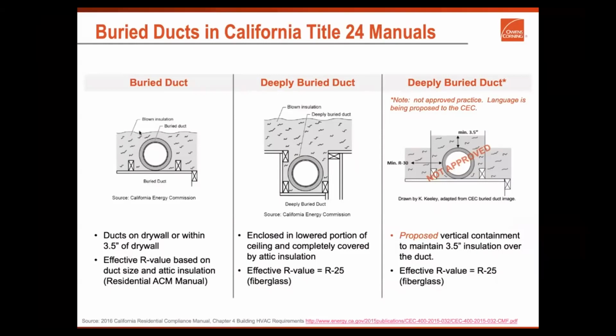So the nice thing about the buried ducts, right? So here, let's say you have an R38 and here you don't. That's typically not considered acceptable.